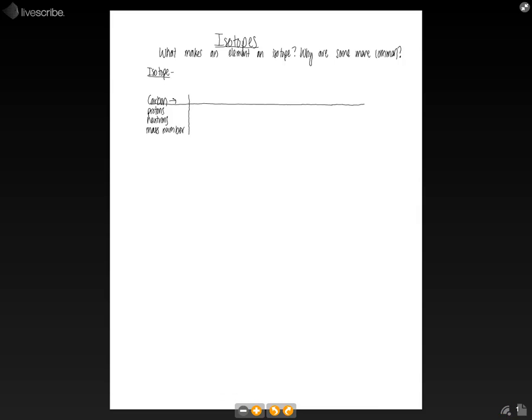In this lesson, we're going to talk about what makes an element an isotope and why some are more common. So an isotope of an element has the same number of protons and electrons, but a different number of neutrons.